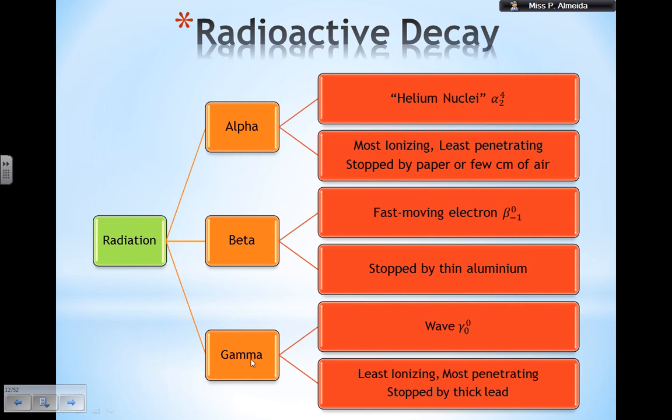Finally, we have gamma. Gamma is an electromagnetic wave. And again, we represent it with the Greek letter and then 0 for mass number and 0 for the atomic number. From all the types of radiation, it is the least penetrating, the least ionizing, as you could see in here. So the one that carries the least energy is the most penetrating though, okay? And is stopped by thick lead.